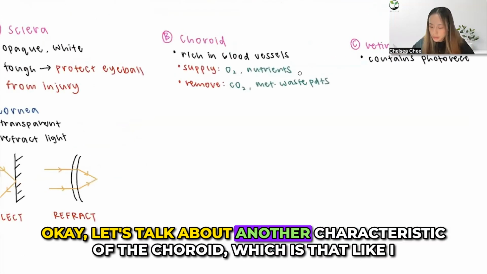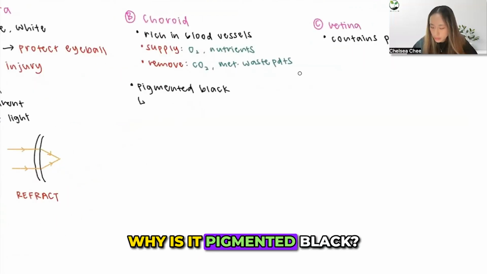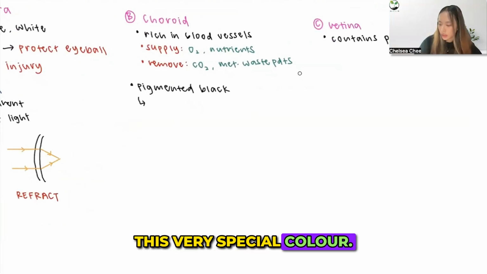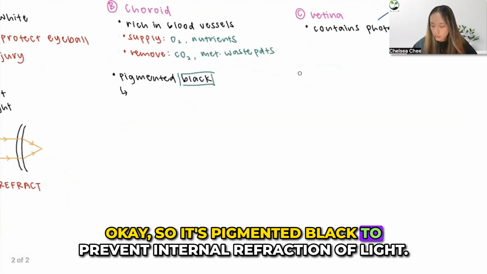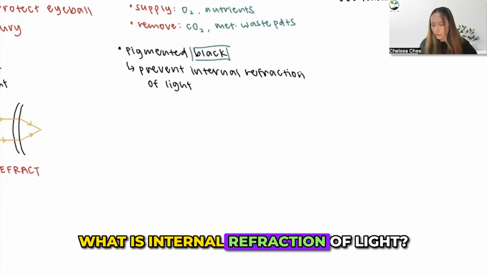Let's talk about another characteristic of the choroid, which is that, like I mentioned just now, it is pigmented black. Why is it pigmented black? Why black, this very special color? It's pigmented black to prevent internal refraction of light. What does that even mean? What is internal refraction of light?